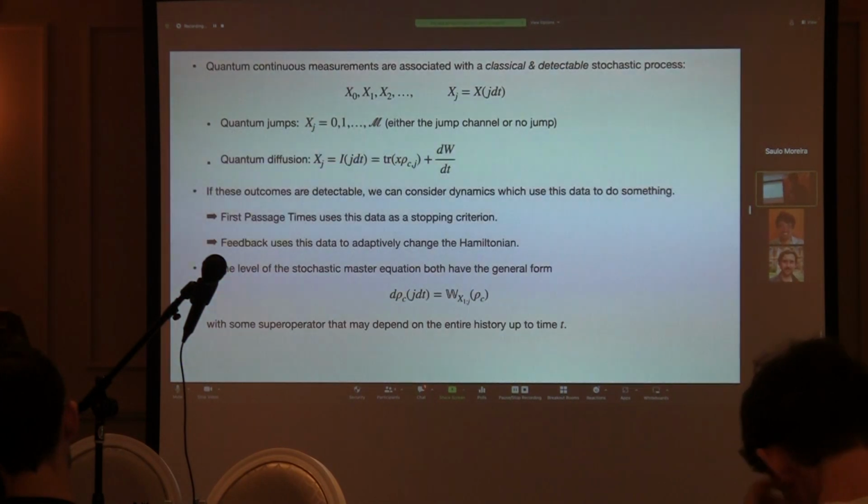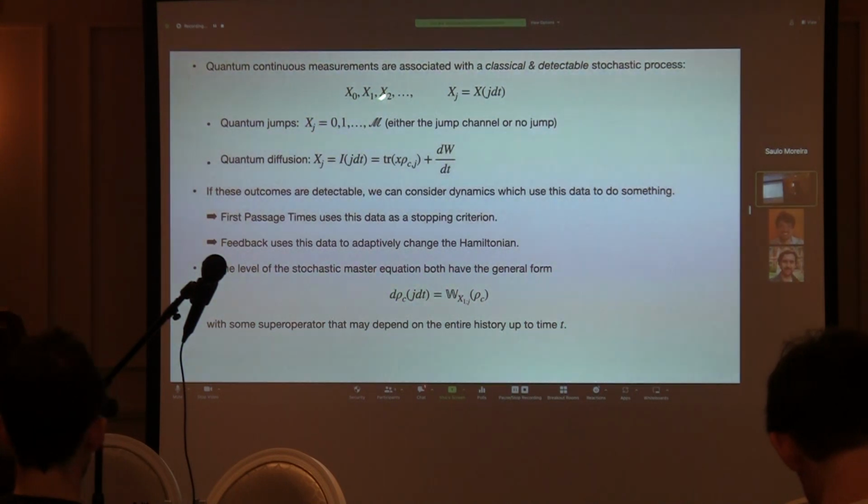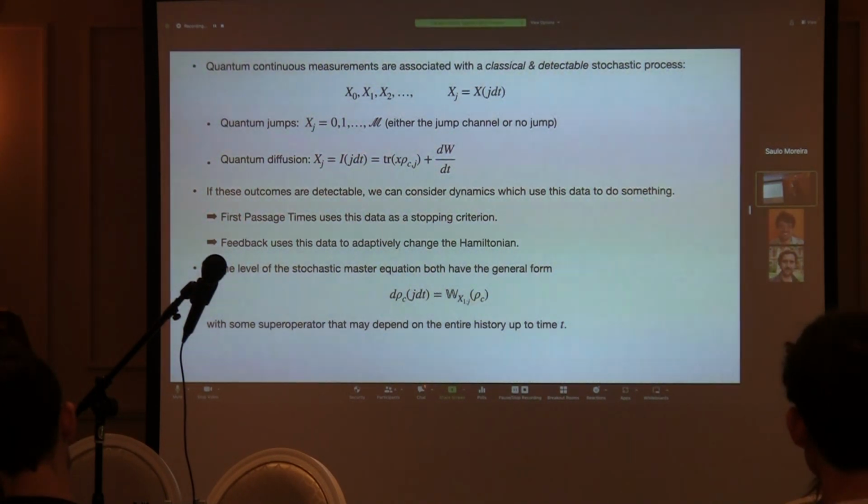And let me quickly try to finish by just saying that there is a deep connection between what we're doing and the implementation of feedback control. So essentially, in either jumps or diffusion, you have an underlying measurable, detectable stochastic process. For quantum jumps, it's a random variable x_j at each time step, which runs over a finite alphabet. For quantum diffusion, it's a continuous stochastic process, but these are detectable things.